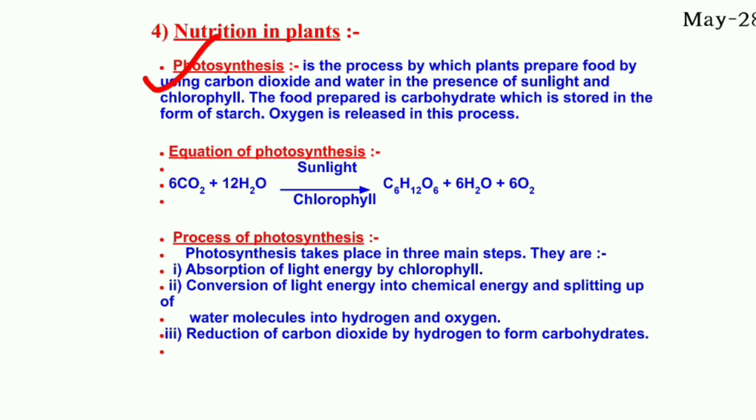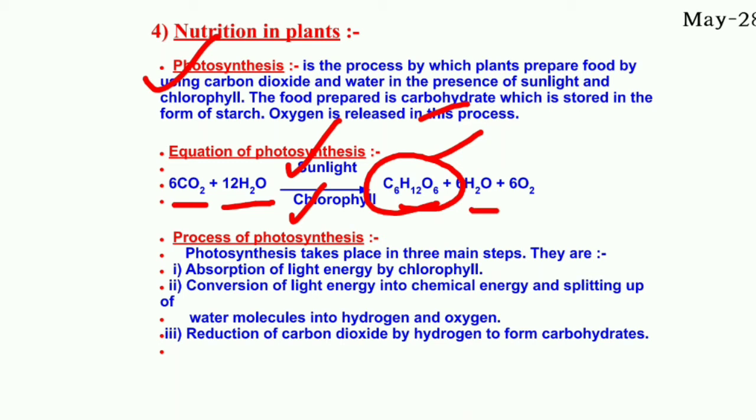The food prepared here is carbohydrate. You can find the formula over here, that is glucose. Glucose is a kind of carbohydrate which is stored in the form of starch, and during this process the precious oxygen is released. So the equation shows that 6 molecules of carbon dioxide and 12 molecules of water, in the presence of sunlight and chlorophyll, get split up and form a glucose molecule, that is carbohydrate, with the release of some water and oxygen.